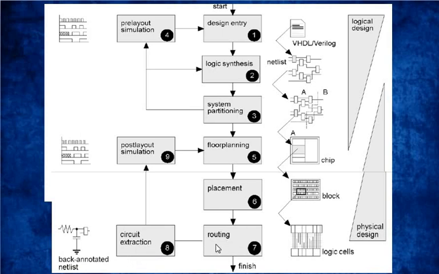Up to here you have done routing. Everything is interconnected: all logic gates, resistors, capacitors, transistors, everything. But everywhere you require some capacitance and some resistance, so this part will be done in your circuit extraction. Fine. Then it is given to the post layout simulation.